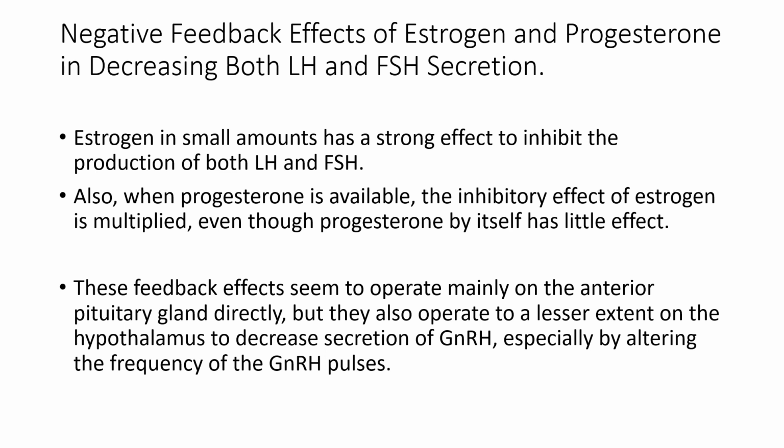Negative feedback effects of estrogen and progesterone in decreasing both LH and FSH secretion. Estrogen in small amounts has a strong effect to inhibit the production of both LH and FSH. Also, when progesterone is available, the inhibitory effect of estrogen is multiplied, even though progesterone by itself has little effect. These feedback effects seem to operate mainly on the anterior pituitary gland directly, but they also operate to a lesser extent on the hypothalamus to decrease secretion of GnRH, especially by altering the frequency of the GnRH pulses.